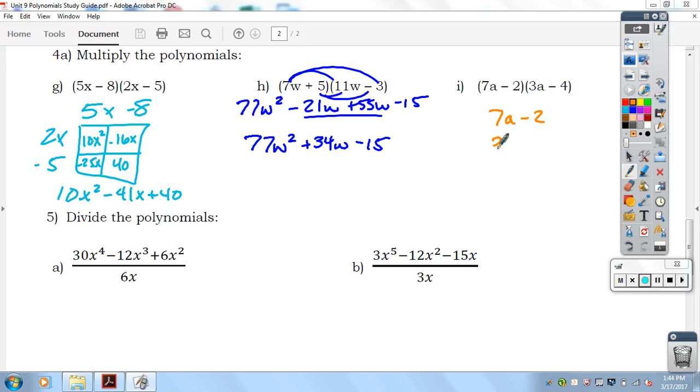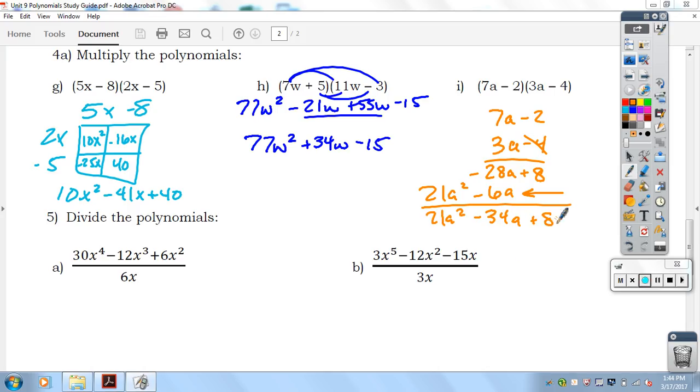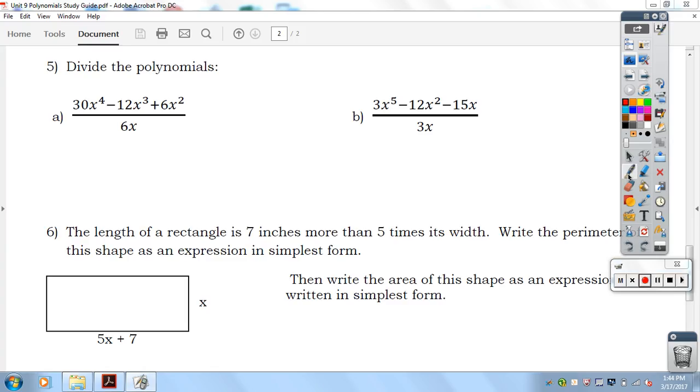7a minus 2, 3a minus 4. Which a lot of students don't do, but I'll show you one more time. Negative 4 times negative 2 is positive 8. Negative 4 times 7a is negative 28a. Done with the 4, I indent the space. 3a times negative 2 is negative 6a. 3a times 7a is 21a squared. 21a squared minus 34a plus 8 is your trinomial of degree 2.